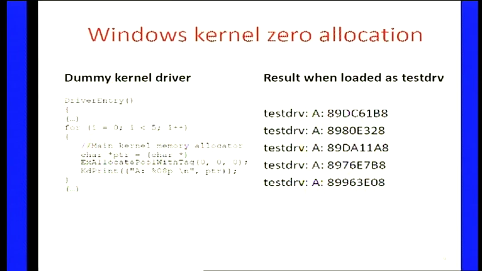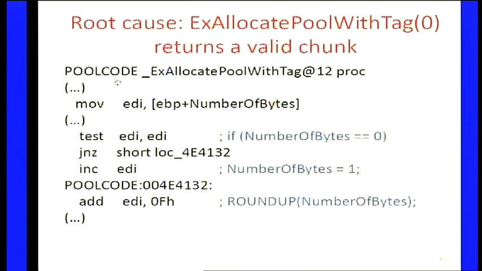This is just a dummy kernel driver I wrote. In fact, if you look at the binary code for this function, you can see that whenever the number of bytes you have to allocate is 0, you actually set the size to be allocated to 1. So when you do a 0 allocation, most of the time you have a couple of bytes that are allocated. For the case of the Windows kernel, this is 16 bytes, because you can see that if the EDI register is 0, then it's incremented, and then it's rounded up, so rounded up plus 15, which makes 16.